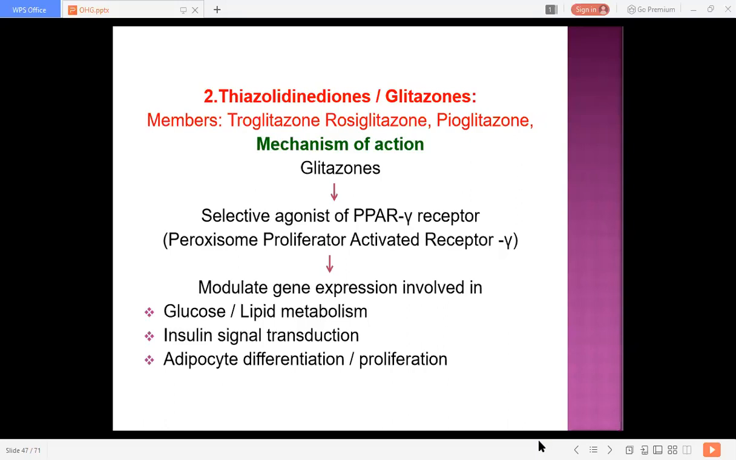Glitazones are the selective agonists of PPAR gamma receptors, that is peroxisome proliferator activated receptor gamma receptors, and they modulate gene expression involved in glucose and lipid metabolism, insulin signal transduction, adipocyte differentiation and proliferation.